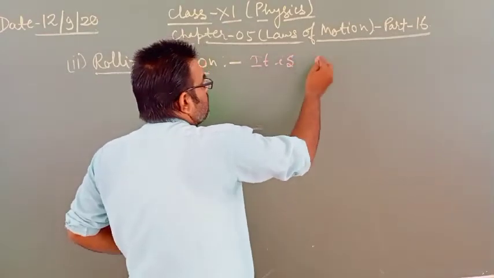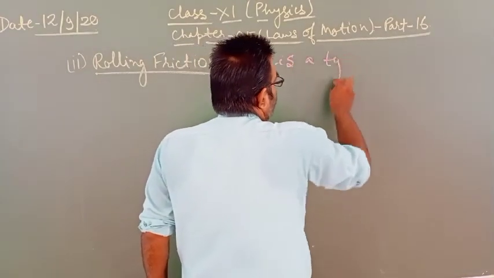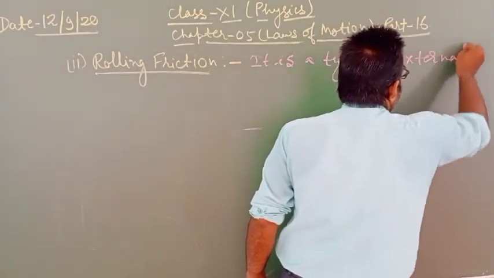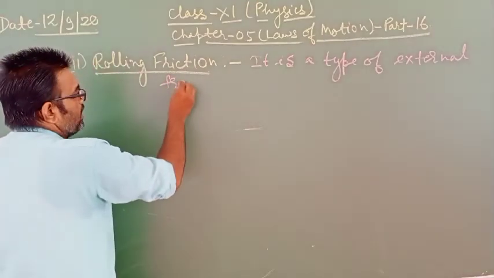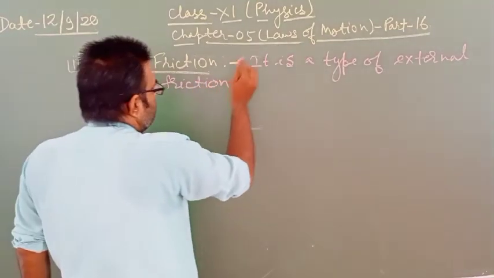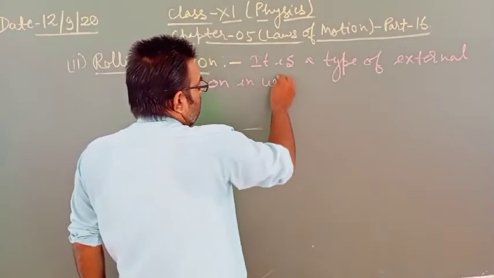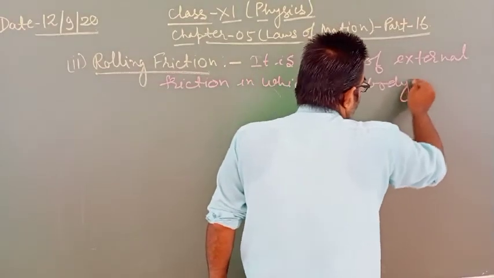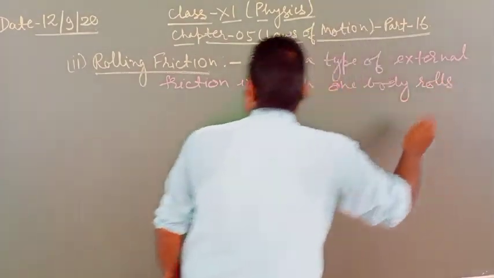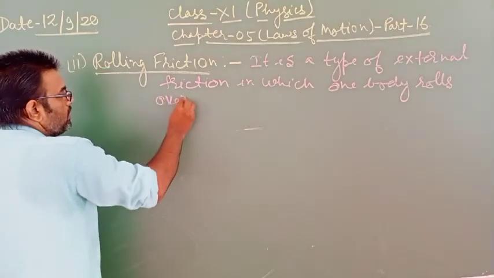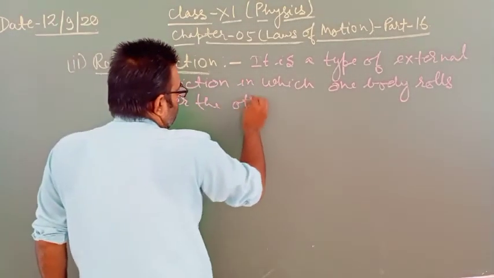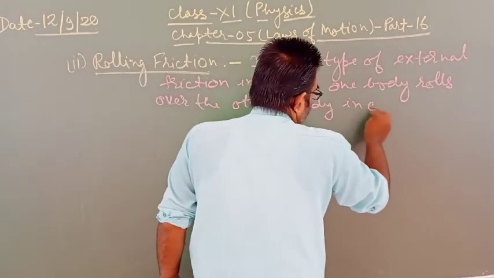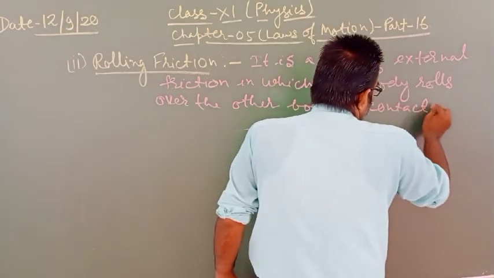So students, it is a type of external friction. It is a type of external friction in which one body rolls over the other body in contact.